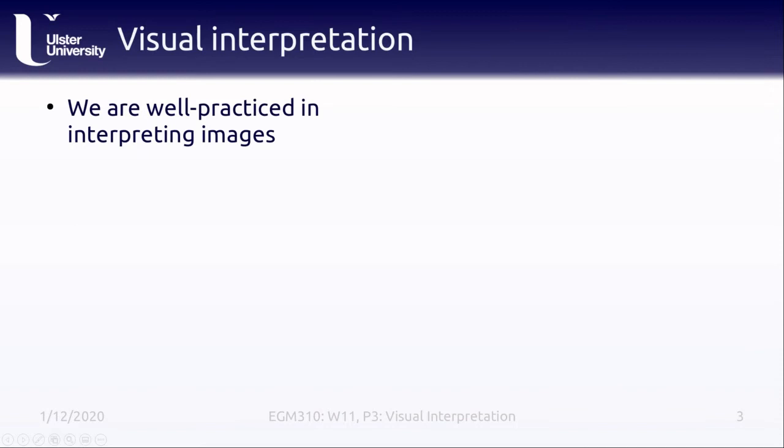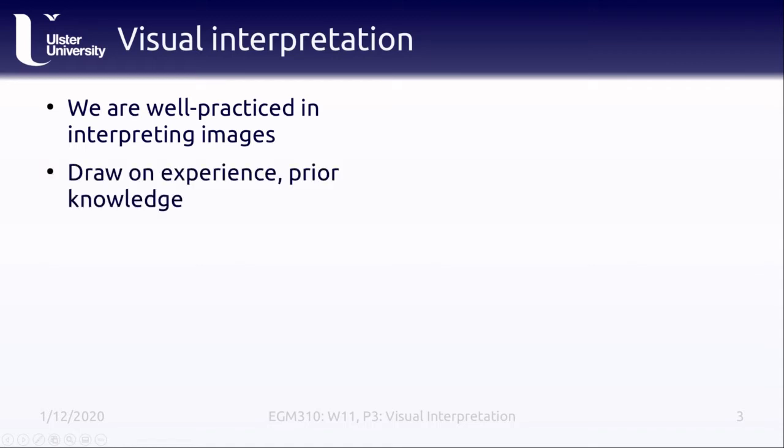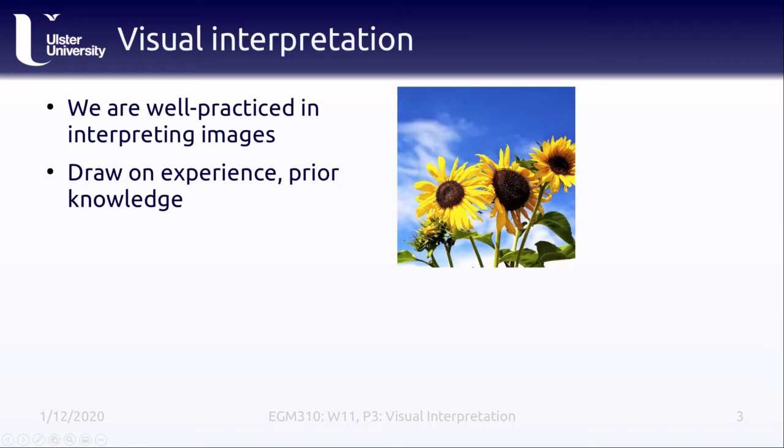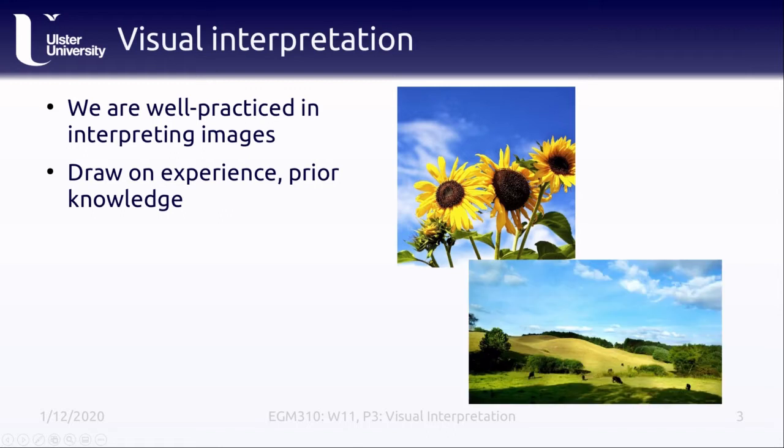We are well practiced in interpreting images. It's one of the main ways that we interact with the world. In doing so, we draw on our experiences or prior knowledge. For example, we can look at this image and see yellow sunflowers, white clouds, and a blue sky. In this image, we can see trees, grass, and bushes. We can also see cows grazing in the fields. We can see the rolling hills in the background, and we can see blue sky or white clouds.